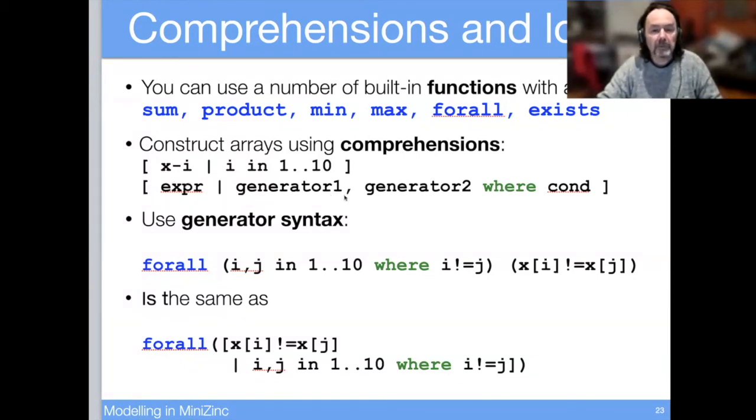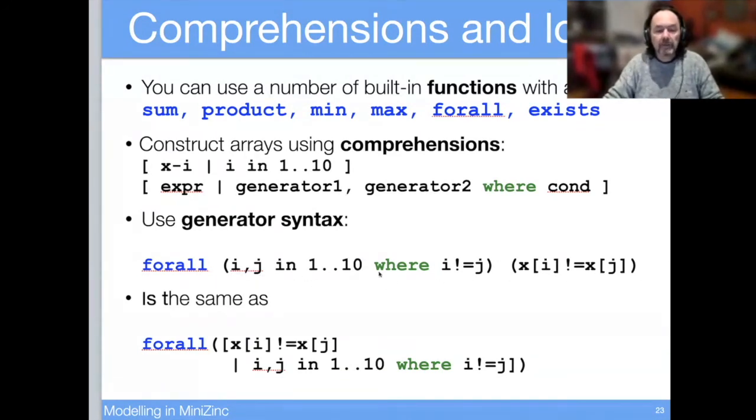We can have numbers of generators, and we can have a where condition, which prevents us from generating all the possibilities. So I can write this. It says i and j are taking values from 1 to 10. Okay, i varies slower than j. So first we give i a value, and then we give j a value. But we're going to require that i is not equal to j.